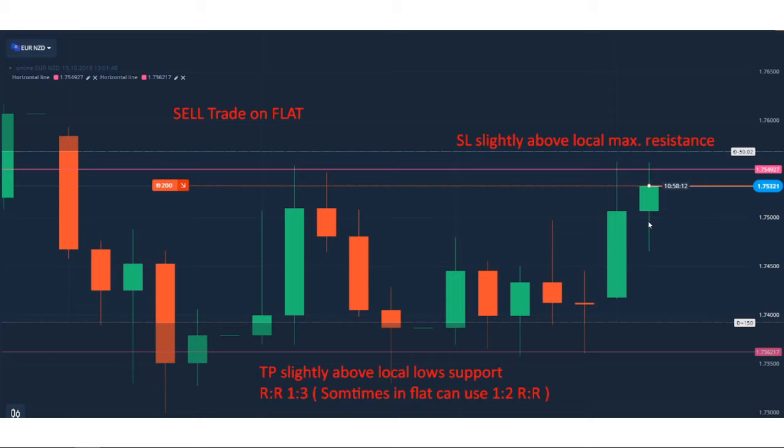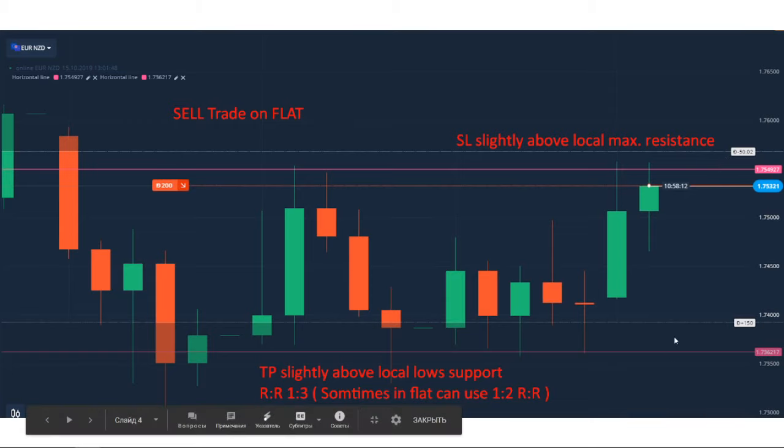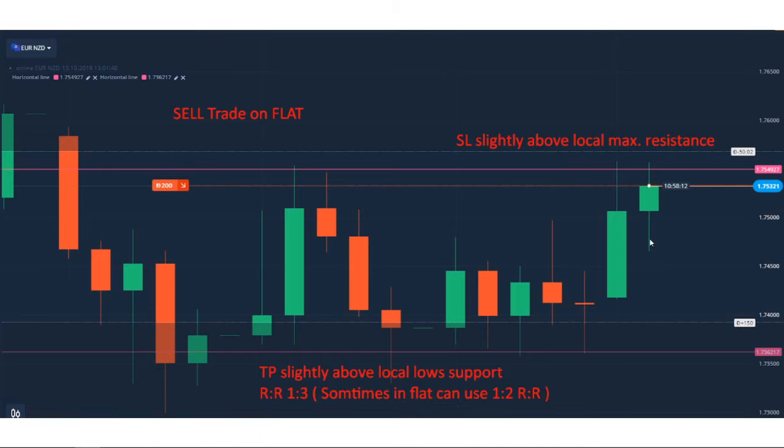I set my stop loss slightly above our level of resistance, minus $50. And I set my take profit slightly above our level of support, so as not to miss out on this movement, and to collect my profit at $150. Once again, our risk to reward ratio is 1 to 3.